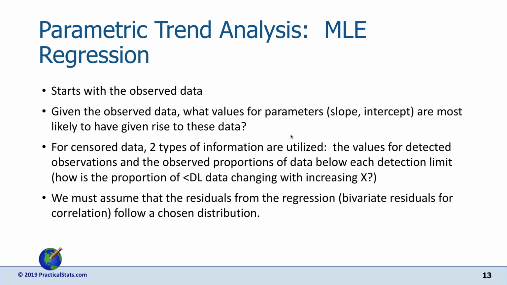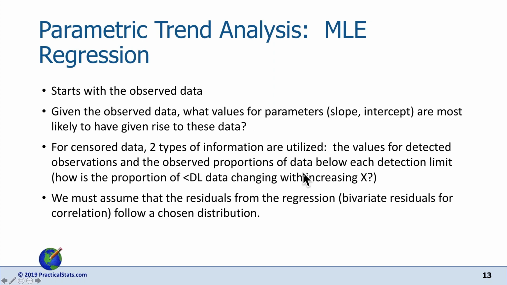So there's two types of information that are utilized. And if you'd like more information on this point, you can go back to the webinar that's up on our page that we did back in the spring, I think, which is on the mystery of non-detects and how non-detect methods work. But basically all these methods for censored data use two types of information. First, the values for the detected observations, just as you would with any other procedure. You've got those. And then for the non-detects, the observed proportions of the data below each detection limit. And how are these things changing over time?